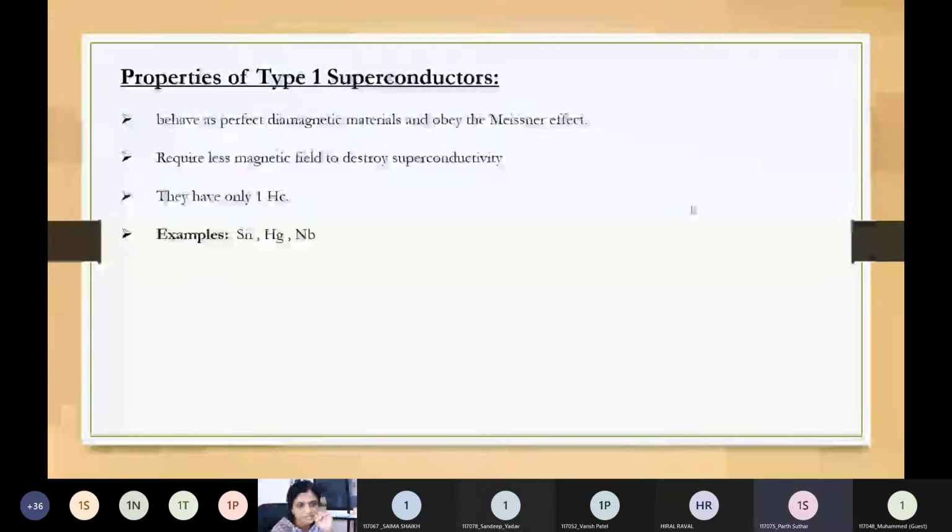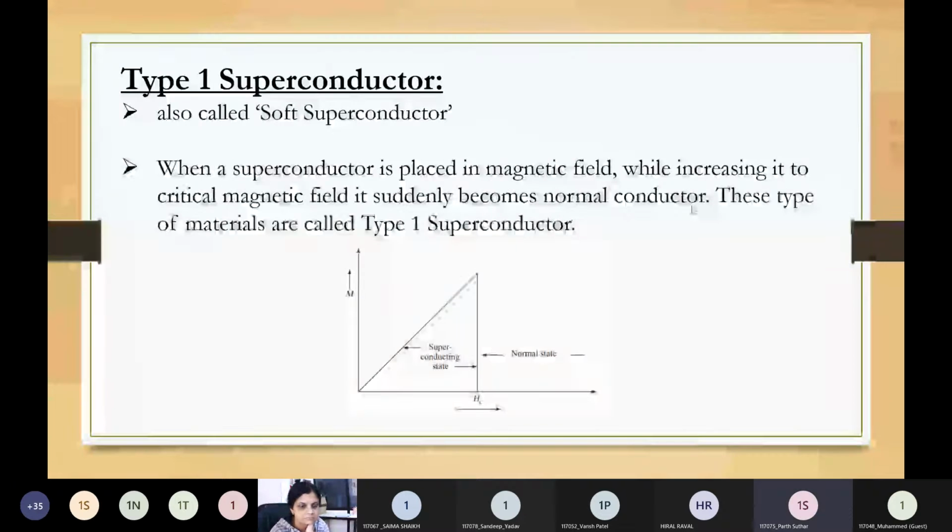And when we see type 2 superconductors, Parth, which PPT are you showing? Here it shows properties of type 1 superconductors. Ma'am, he needs to go to the previous slide for that graph only. This is for type 1, no? Yes. Okay, now keep the second one.